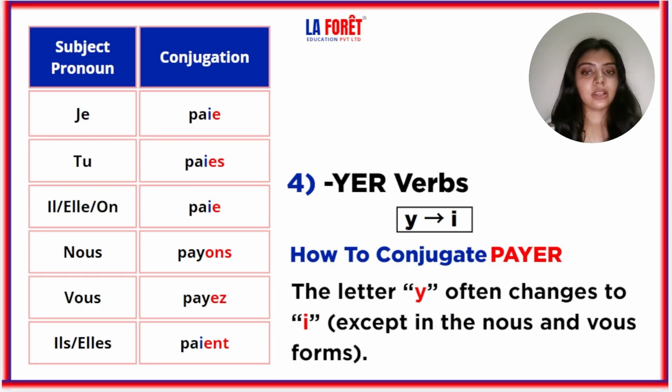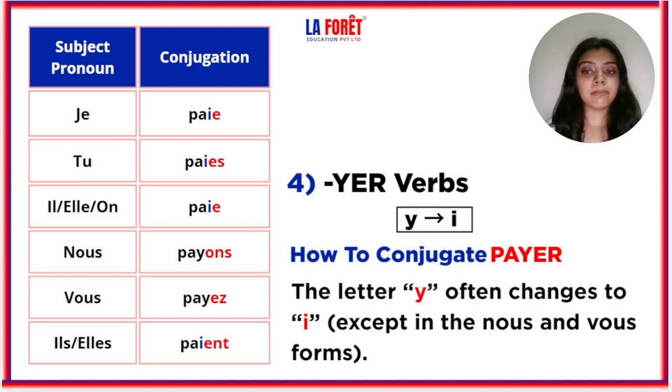Okay. So next is YER verbs. Now what happens in YER verbs? See, here IE is used, IES, IE, then IENT. Y is not used here, I have used E in place of Y. So this is the difference.